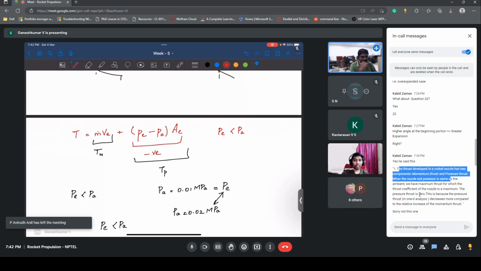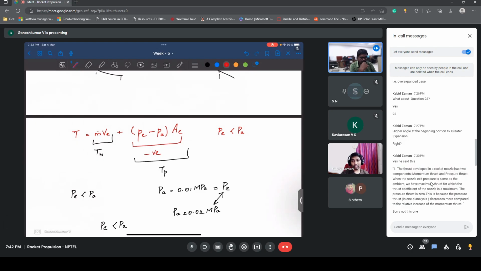Whatever Sir wrote is also right. The thrust has momentum thrust and pressure thrust. When the nozzle exit pressure is the same as ambient, we are going to have maximum thrust. The thrust coefficient is maximum. The pressure thrust is zero. That is also true. But all these things hold when ambient matches the exit pressure. The pressure thrust decreases more compared to the relative increase of momentum thrust. That is also something you can consider, but none of this answers the question.